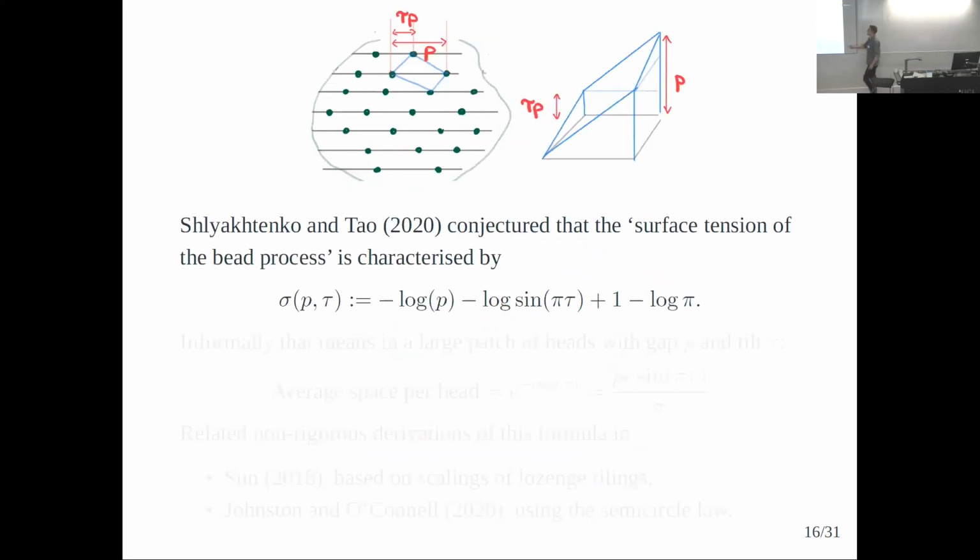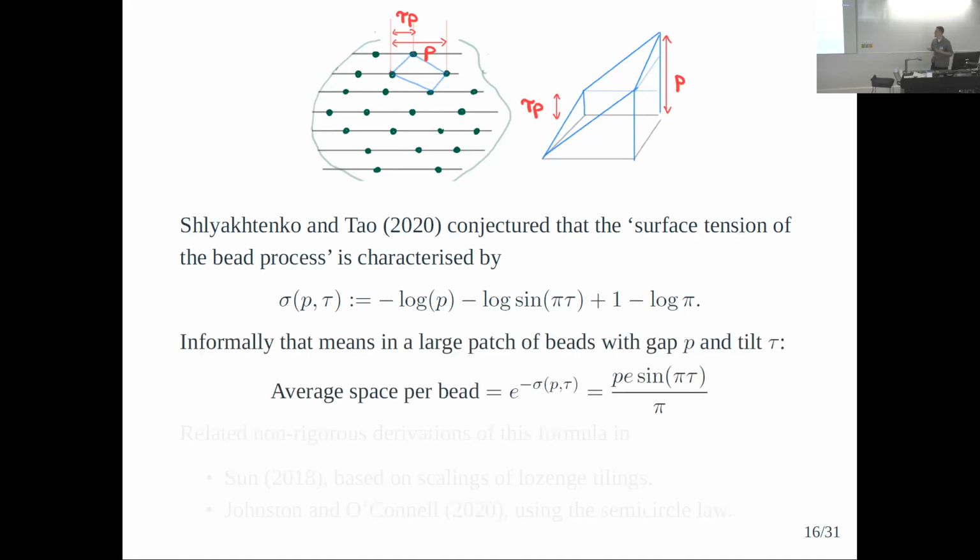So their sigma takes this form here, where this is the sort of penalty for the interface to lie at these angles depicted in this picture here. And they conjecture that there's an underlying reason for this based on the macroscopic behavior of bead processes. Namely that when we take a giant patch of these beads on strings, where the average gap between consecutive beads is p, and we also have a parameter tau between 0 and 1, controlling the so-called tilt of the configuration, they conjectured that in some sense, the average amount of space or wiggle room per bead behaves like e to the minus sigma p of tau.